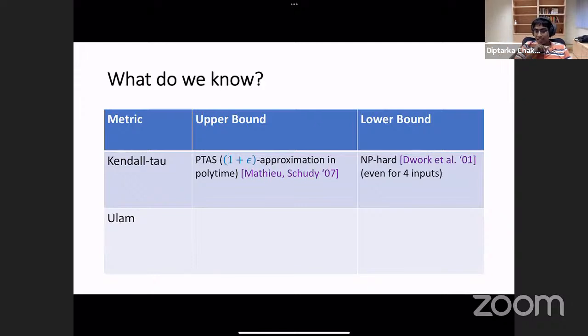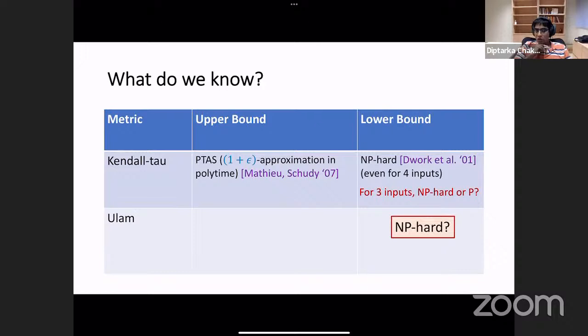But on the other hand, there is a PTAS. Essentially, there is a 1 plus epsilon approximation algorithm in polynomial time. But for 3 inputs, we don't know. So this is the story for Kendall-Tau. And now what about Ulam? Because this is what we are now interested in.